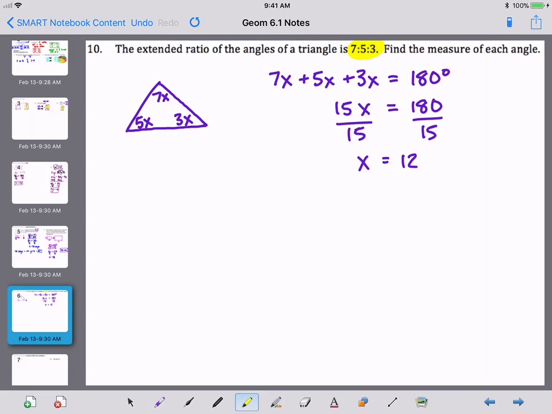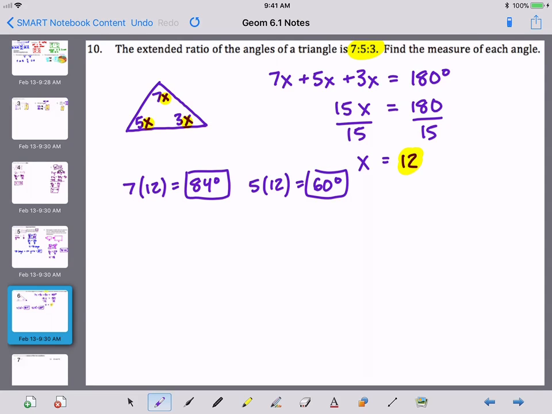And now we just have to take that value of 12 and plug it in for x to find our 3 angle measures. 7 times 12 is going to give you 84 degrees as your largest angle. 5 times 12 gives you 60 degrees. And then your smallest angle, 3 times 12, is 36 degrees.